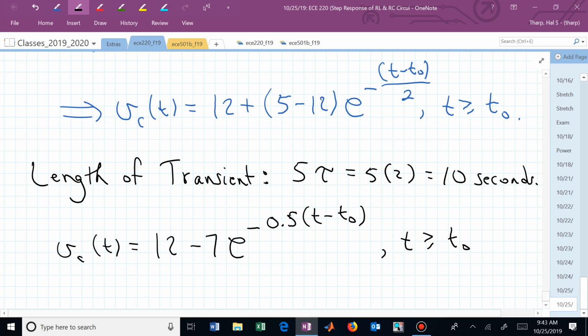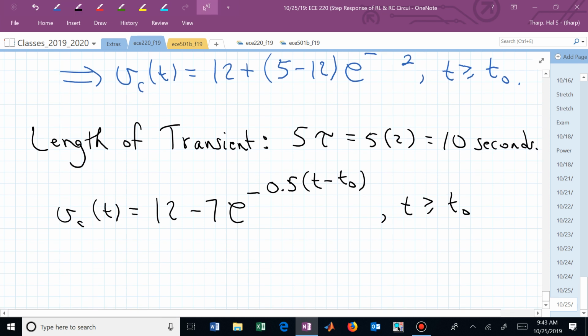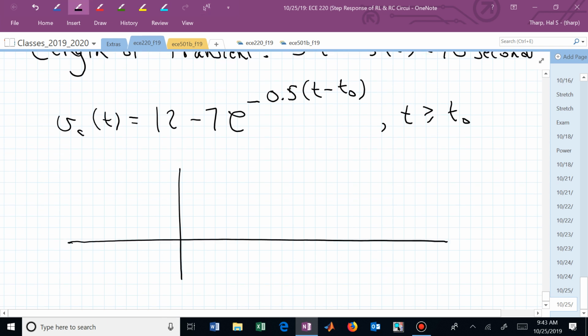Or you could just say minus the quantity t minus t sub 0 over tau. Here we just push the tau into the numerator by the appropriate division. And now you know what the exponential piece is. It's 1/2. That gives you the decay. Now you have your e to the minus 1/2 t shape, or what does V sub C of t look like as a waveform?